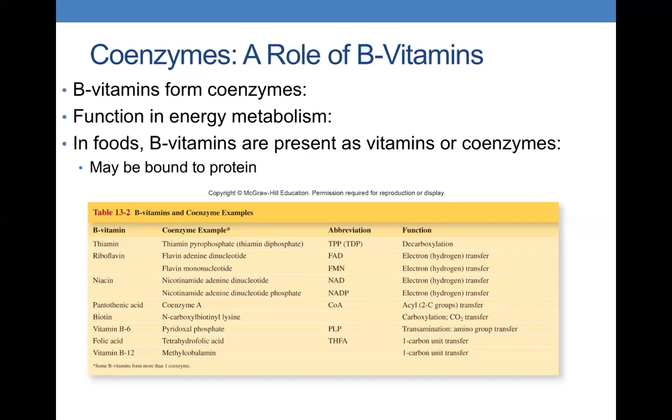In foods, we find B vitamins as either vitamins or coenzymes, and they're often bound to proteins. When we digest them, when those B vitamins hit our stomach acid, we can separate them from the protein so they can be absorbed across the intestinal wall, where they are then rebound to another protein.